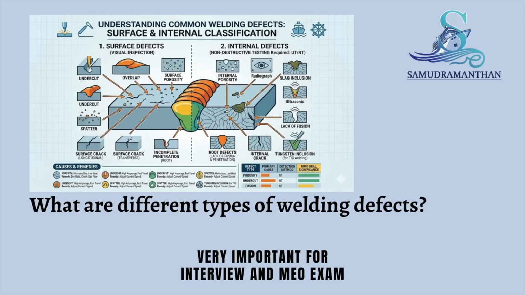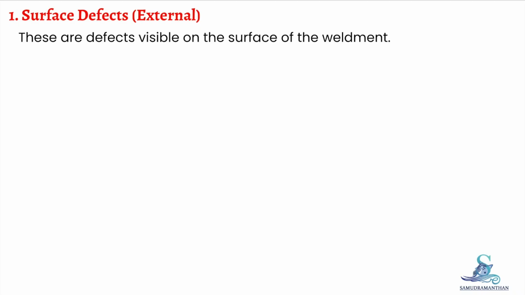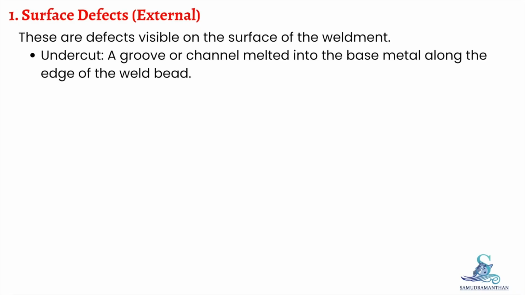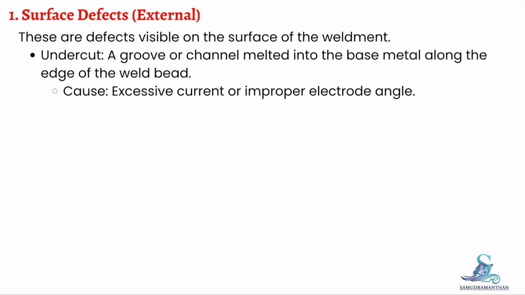What are different types of welding defects? Surface defects, external. These are defects visible on the surface of the weldment. Undercut, a groove or channel melted into the base metal along the edge of the weld bead. Causes: excessive current or improper electrode angle.